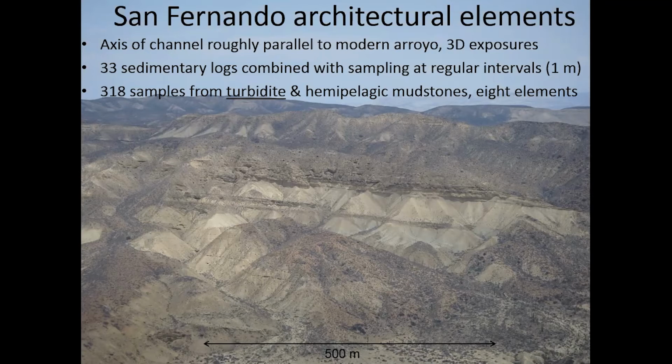Essentially, the modern day arroyo runs parallel to the ancient channel axis, allowing us to move longitudinally up and down the axis of the channel. And then all of these little side gullies and valleys allow us to go off into the various overbank type settings as we move away from the channel belt.